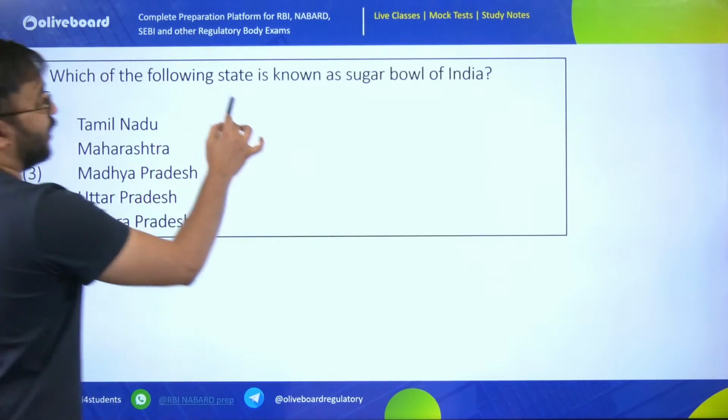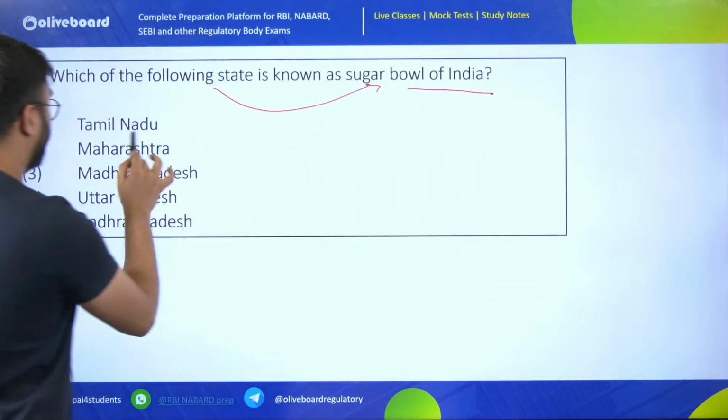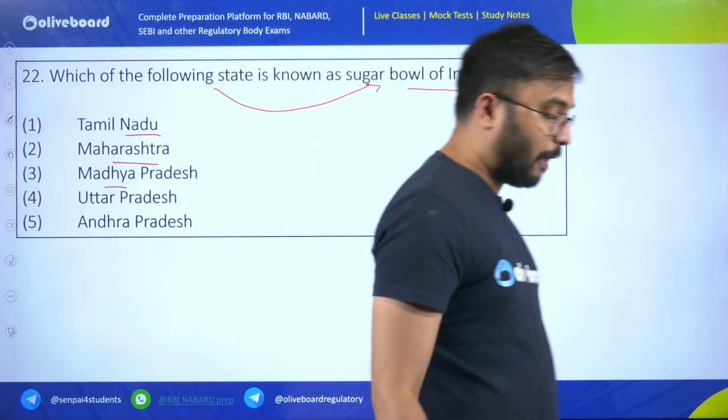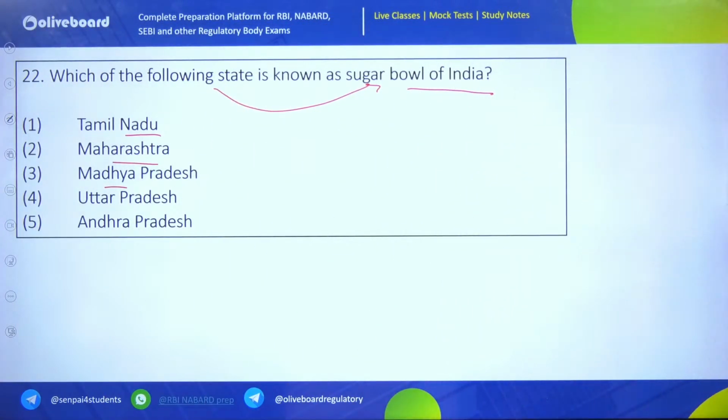Which of the following states is known as the sugar bowl of India? Tamil Nadu, Maharashtra, Madhya Pradesh, Uttar Pradesh and Andhra Pradesh. Sugar bowl of India. Which is the state?